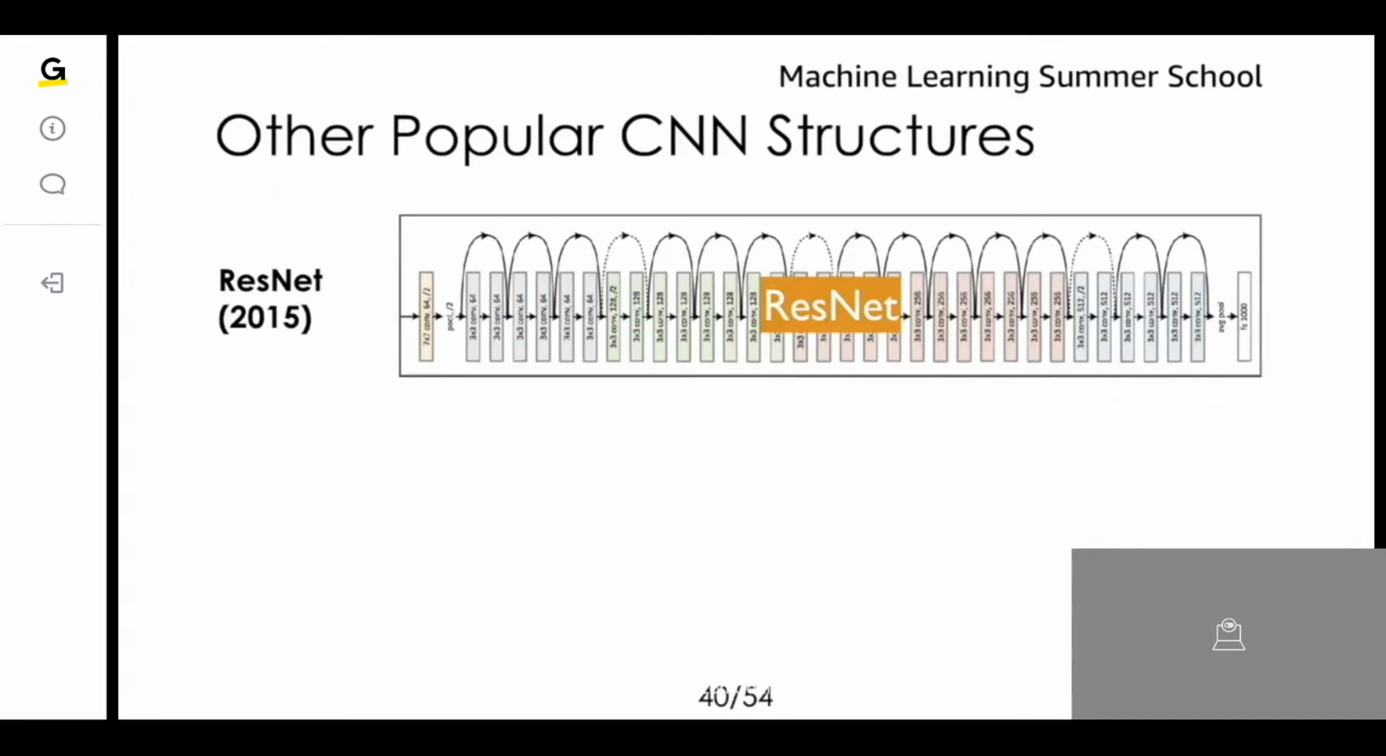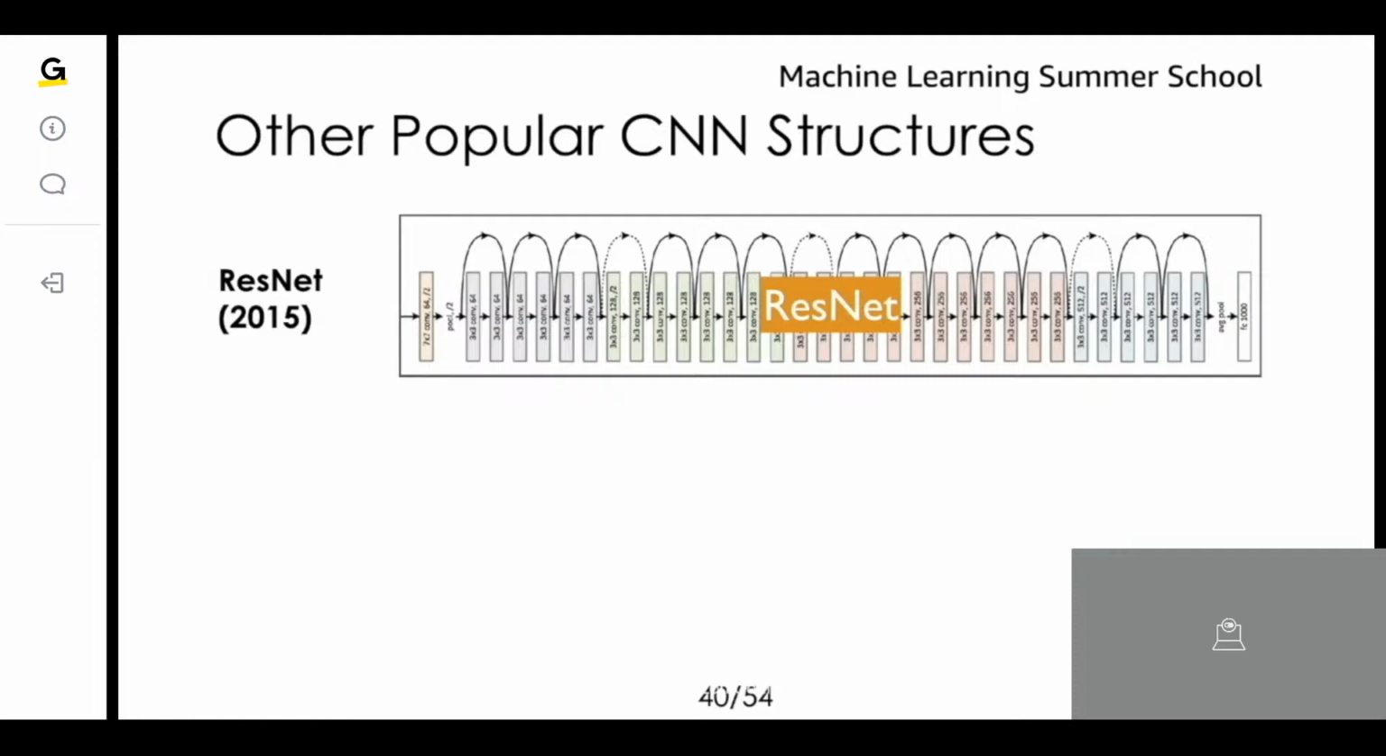A couple of other popular CNN structures, ResNet. Before the introduction of ResNet, very deep networks were hard to train because of the vanishing gradient problem. As the gradient is propagated from the final layer back to the earlier layers, repeated multiplication made the gradient infinitesimally small. As a result, as the network went deeper, its performance got saturated or even started degrading.